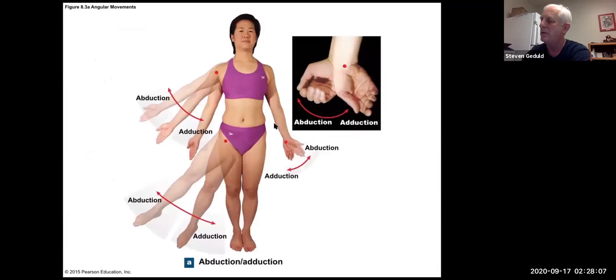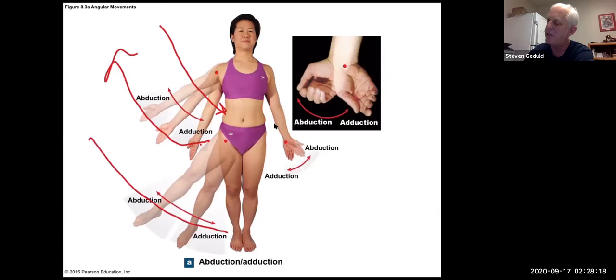Okay, so this is abduction. You're bringing your arm away from the midline. This is adduction, bringing it back towards the midline. So abduction and adduction.